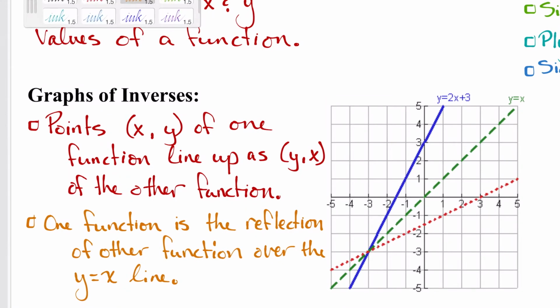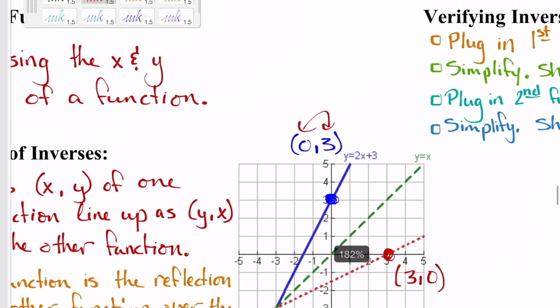So looking at this first one in blue, y equals 2x plus 3. I can see a point right here is (0, 3). So then if I flip that, I would end up with (3, 0), which is one of my points on this side. And it keeps happening. So all the y values just go to the x's, all the x's go to the y's. It reflects over that y equals x line.